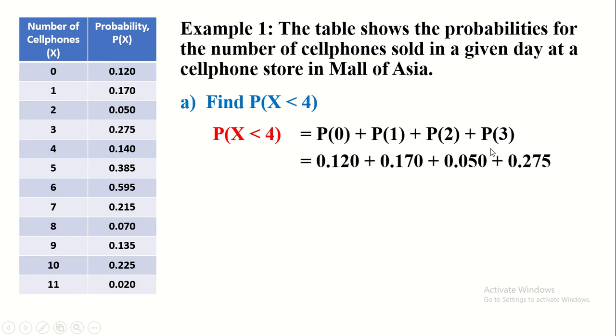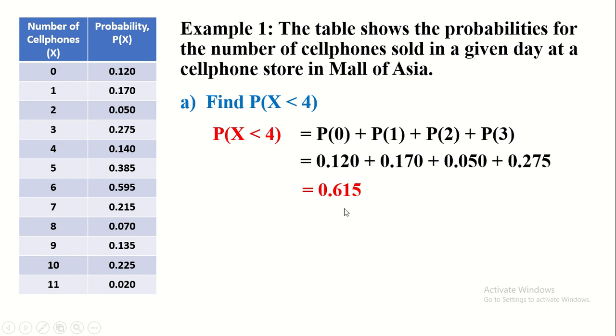Hanggang dito lang tayo kay probability of 3 or the number of cellphones kasi ang kailangan ang maging value daw ni probability of X ay yung mga less than lang kay 4. So, that is 3, 2, 1, and 0. After substituting, kindly add. So, i-add lang natin ito. So, probability of X that is less than 4 is equal to 0.615.